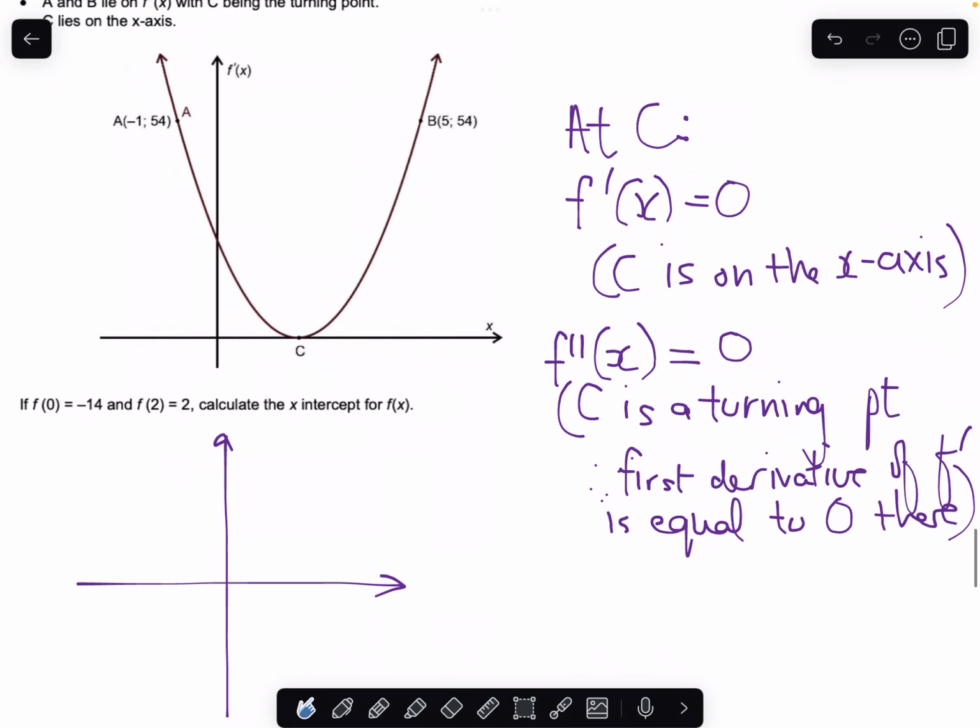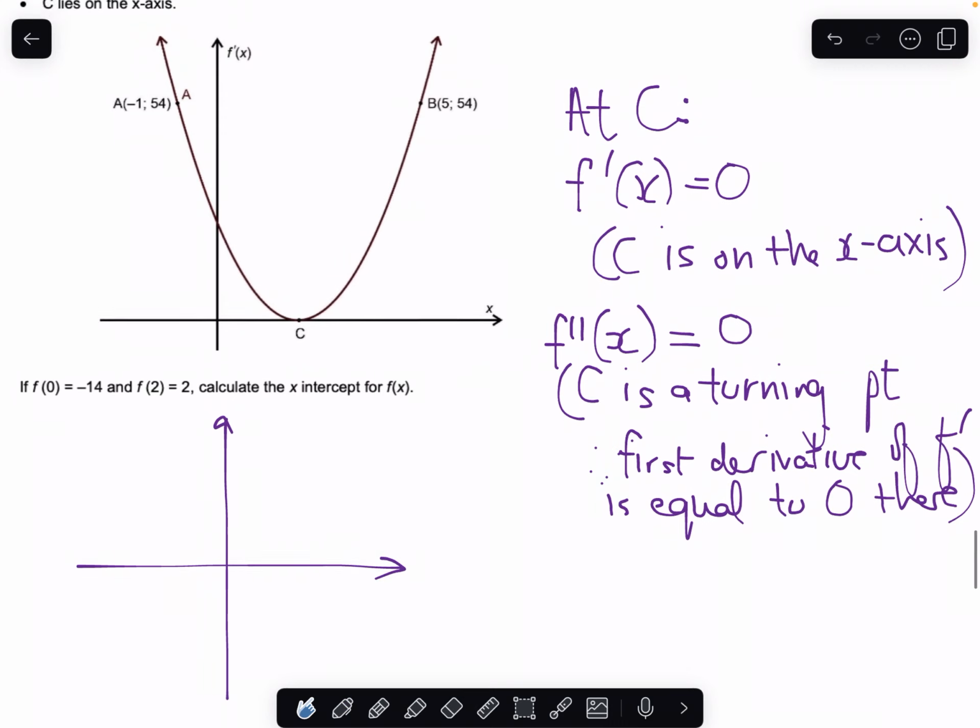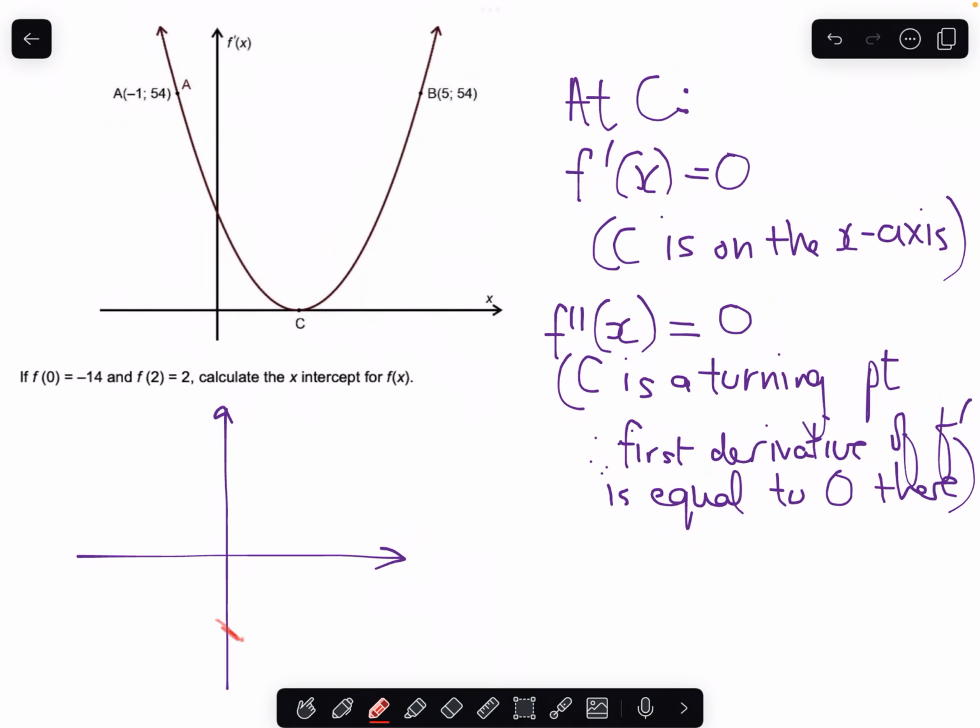So we know that it's always increasing. We know that its y-intercept is at negative 14, so somewhere down here. We know that, actually we can figure out the coordinates of C because they've given us these two.